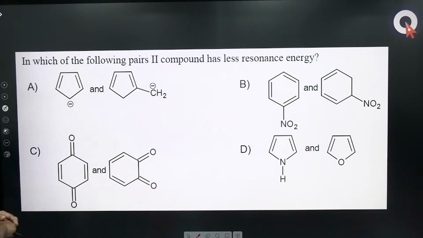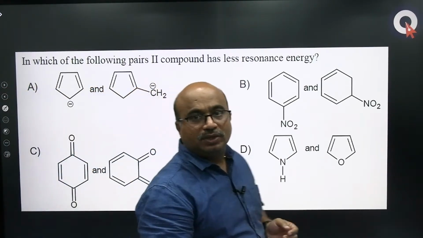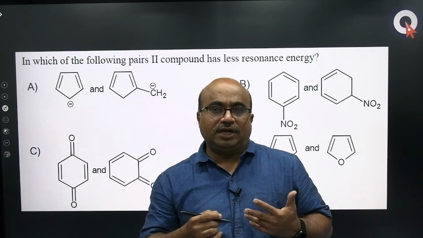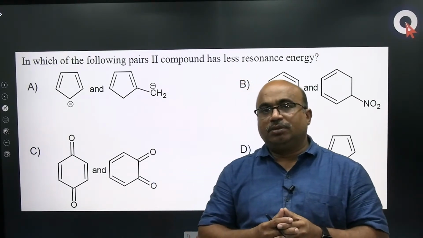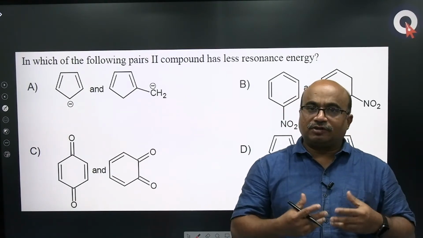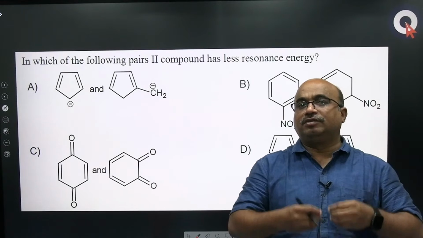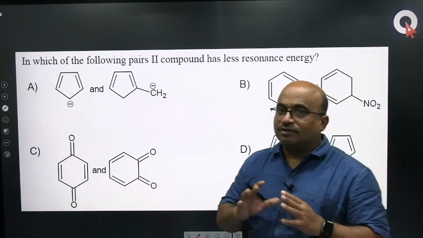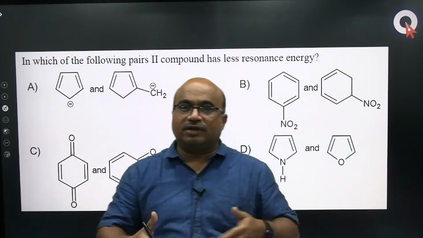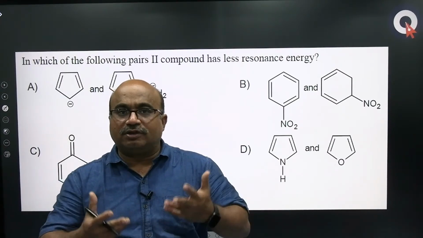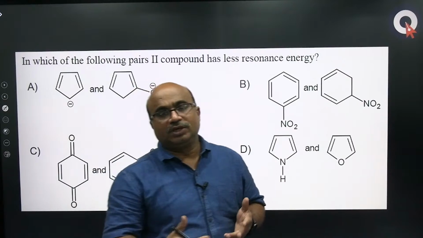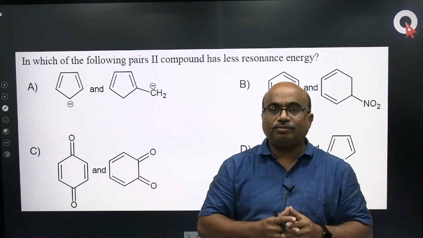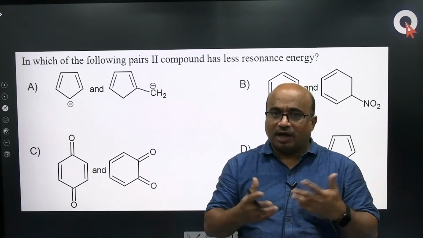In which of the following pairs is there less resonance energy? So what is meant by less resonance energy? When there is more resonance, then there is more stability. Molecules that are more stabilized will have very high resonance energy, and those less stabilized will have very less resonance energy. We usually say the resonance energy is the part of energy which was utilized for the delocalization of electrons. So the resonance energy we generally write in positive form, which is the energy utilized. You can write negative also.